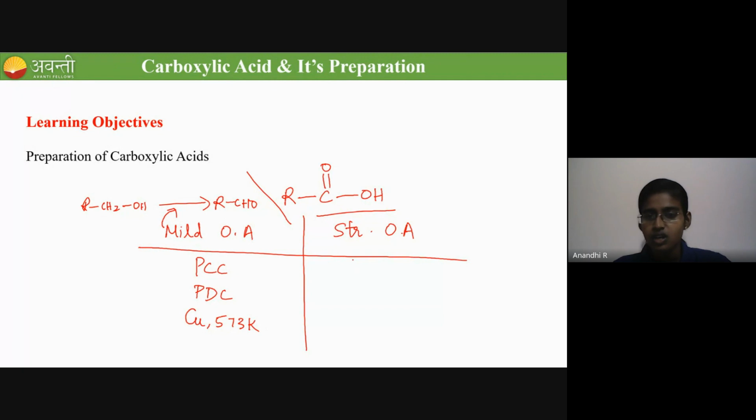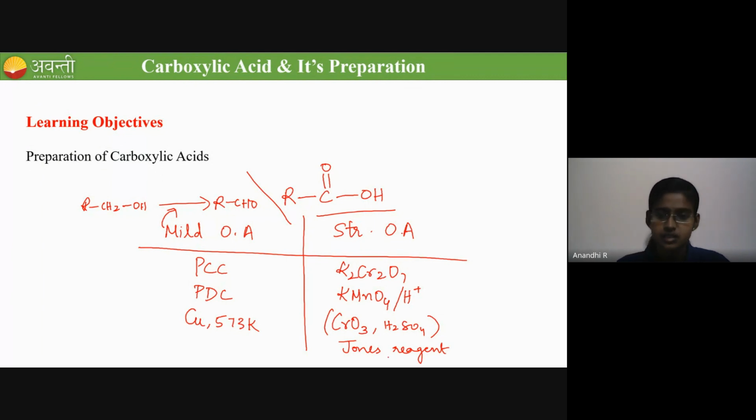And the strong oxidizing agents are K2Cr2O7, that is potassium dichromate, and KMnO4, that is potassium permanganate, in acidic condition. And then you can use Jones reagent. What is Jones reagent? It is CrO3 and H2SO4. So these three are the main strong oxidizing agents. These strong oxidizing agents can straight away convert the alcohols to the corresponding carboxylic acid instead of going through the second step, that is the aldehyde step. Okay.